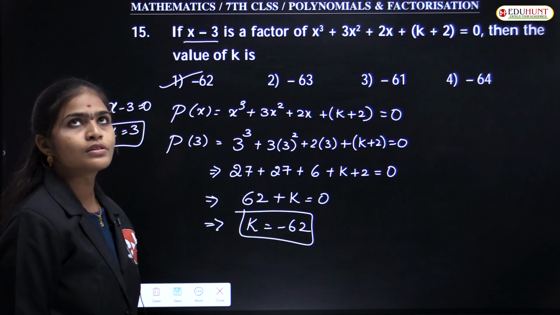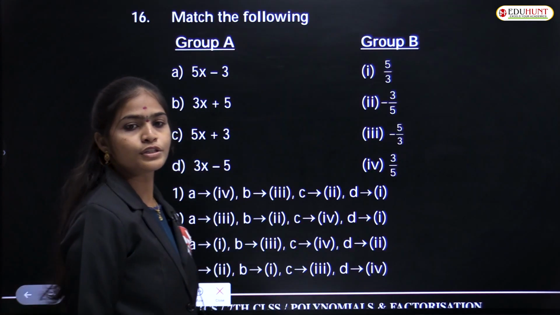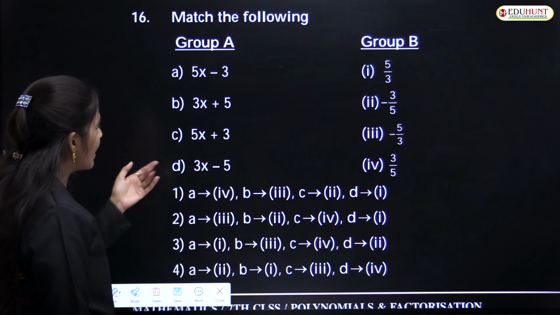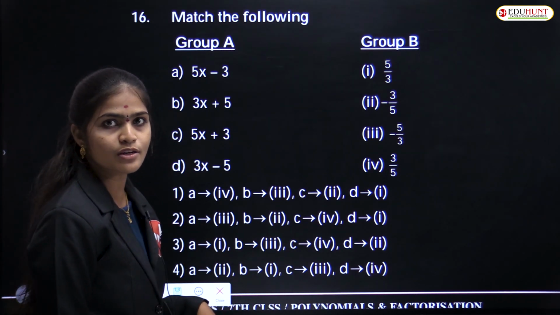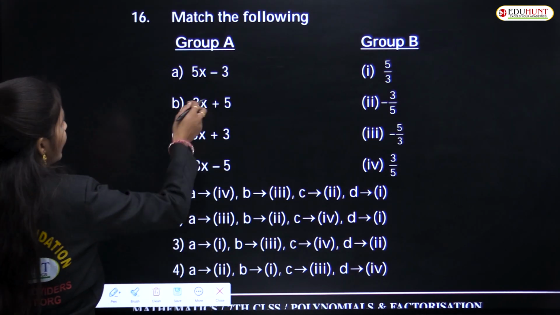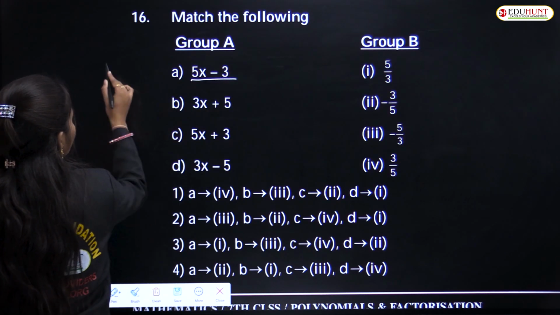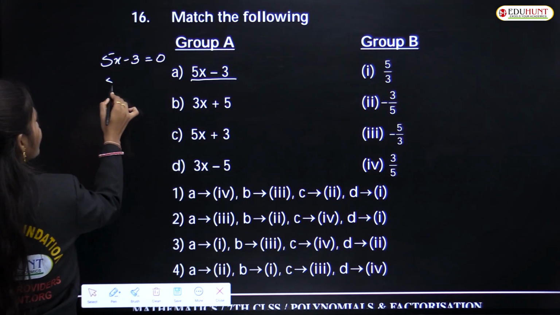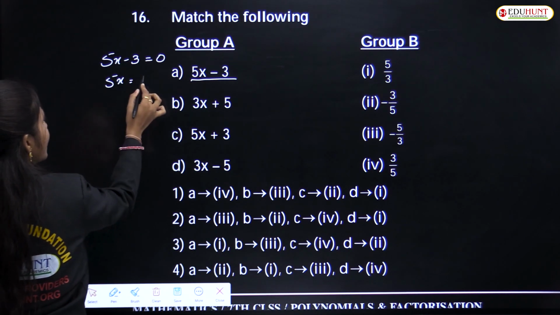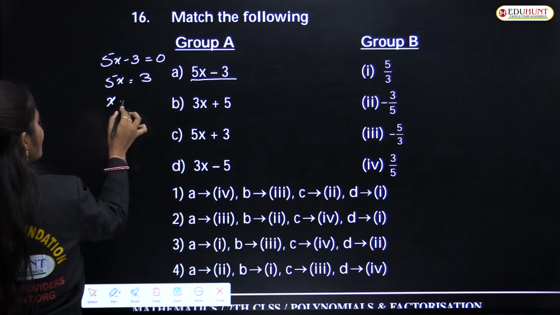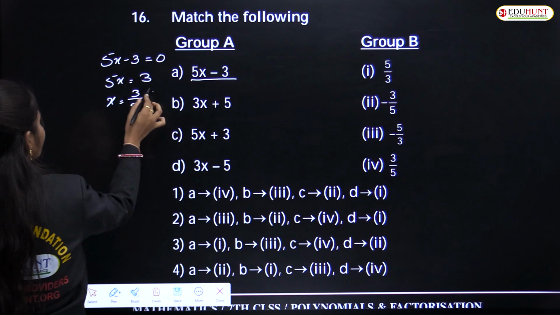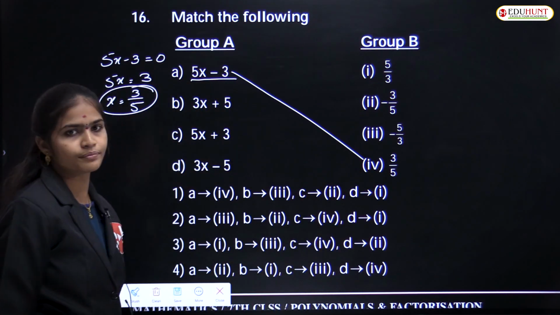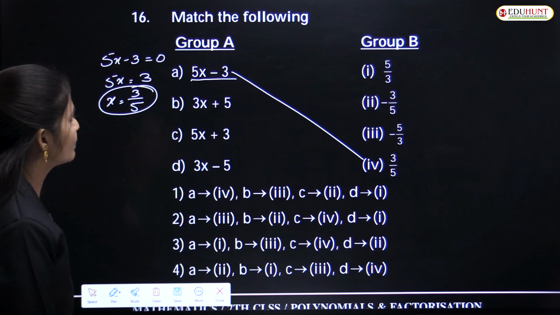Is it clear? So let us see the next one. So children, here they given match the following. See, all are factors given, so we need to find the zeros of those factors. Zeros means the values of x. So first one, 5x minus 3, which is equal to 0. So 5x is equal to minus 3, becoming plus 3. So x is equal to 3 by 5. So the first one matches the fourth value.